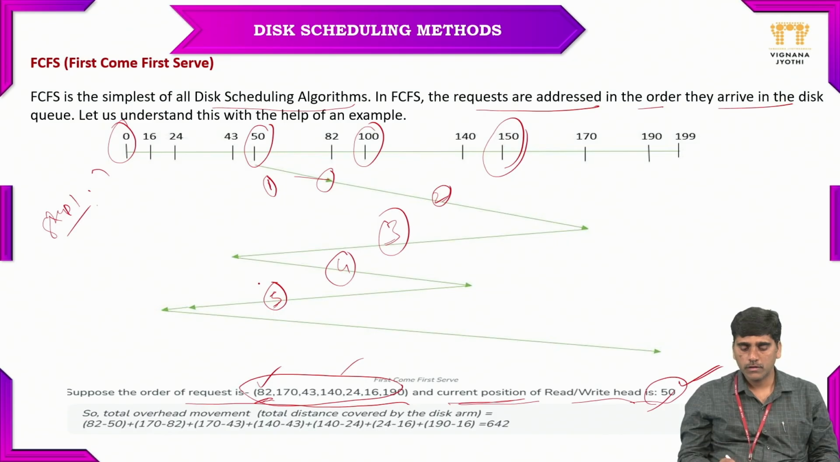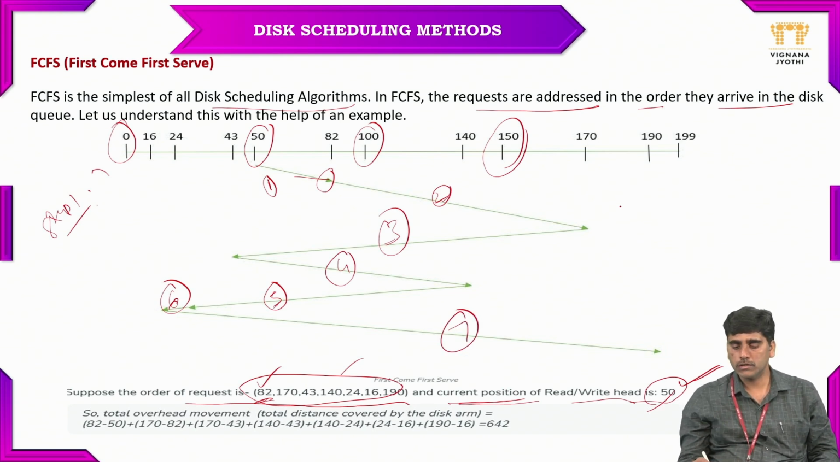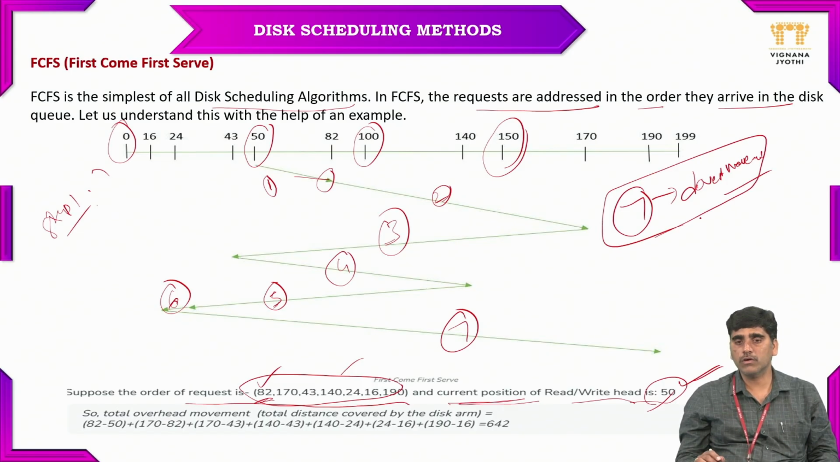And then next, 24 to 16 is another movement, that is the sixth movement. And then next, 16 to 190, that is the seventh movement. So a total of 7 disk head movements have happened. For all these 7 movements, we have to calculate the seek time.